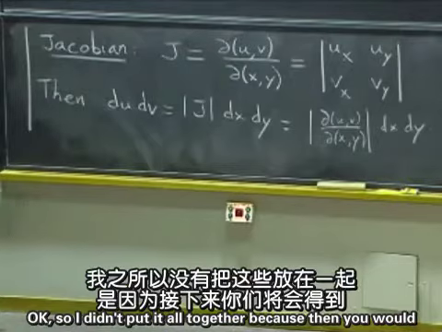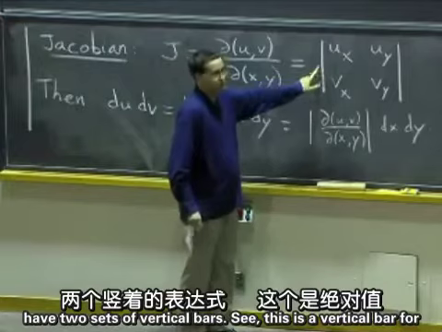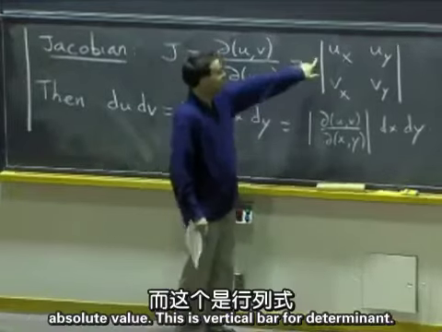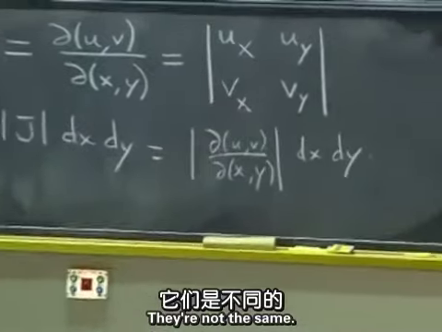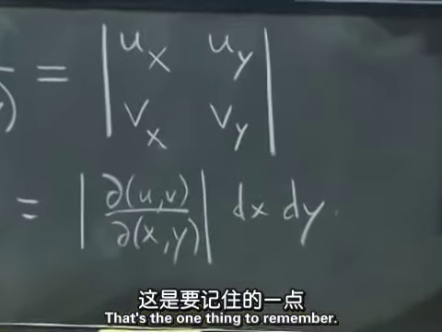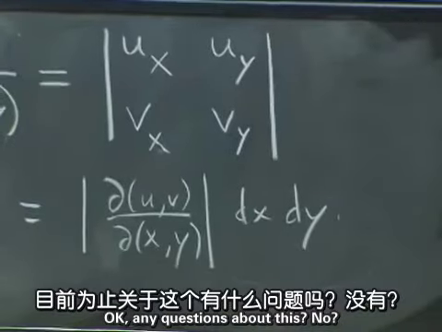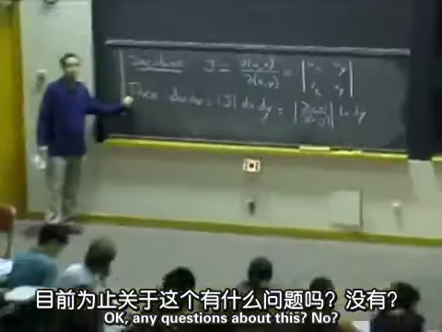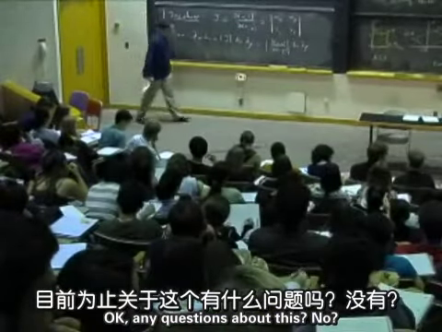I didn't put it all together because then you would have two sets of vertical bars. This is a vertical bar for absolute value. This is a vertical bar for determinant. They're not the same. That's the one thing to remember. Okay, any questions about this? No? Okay.